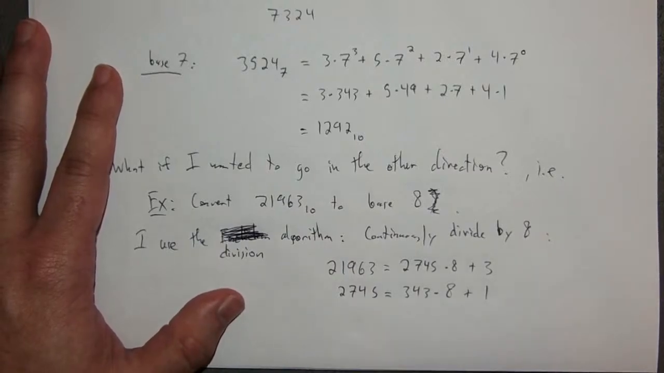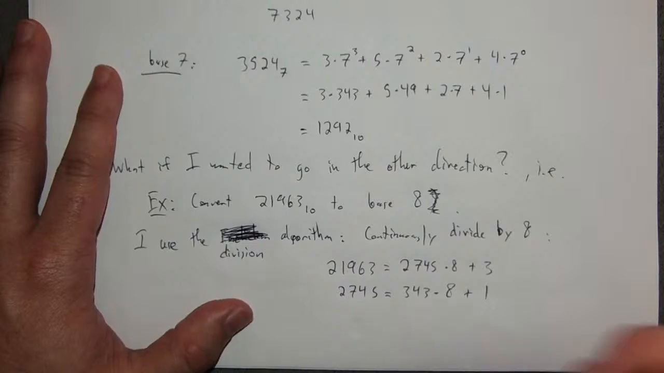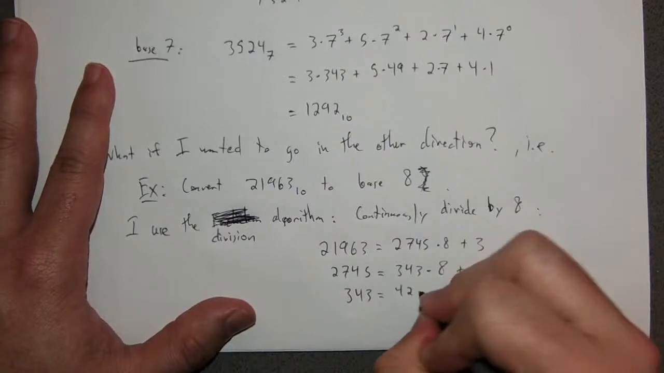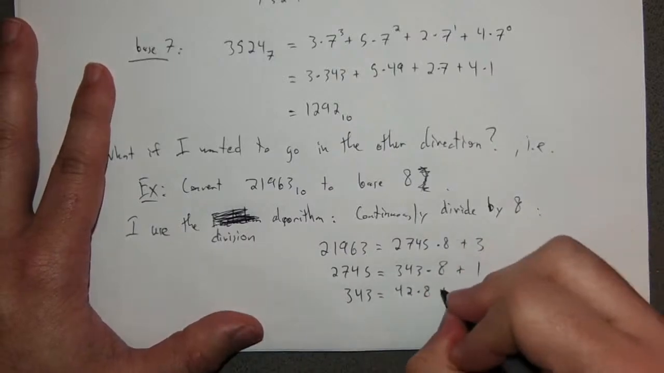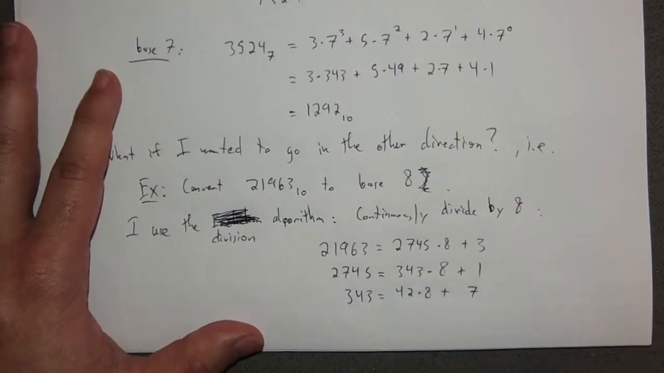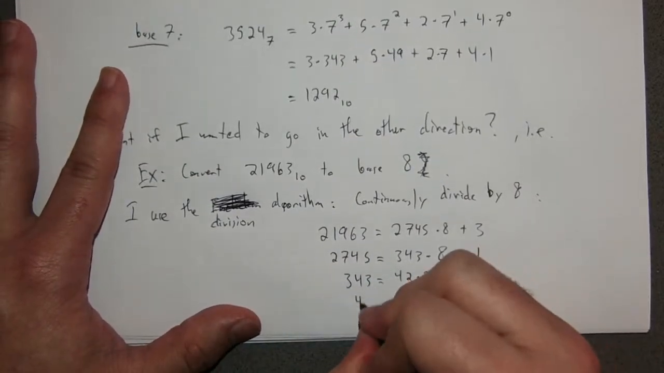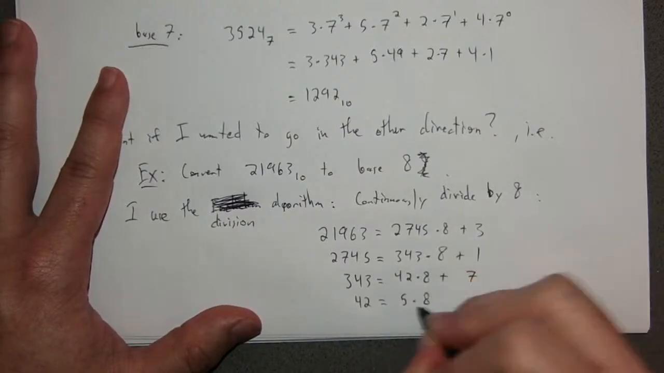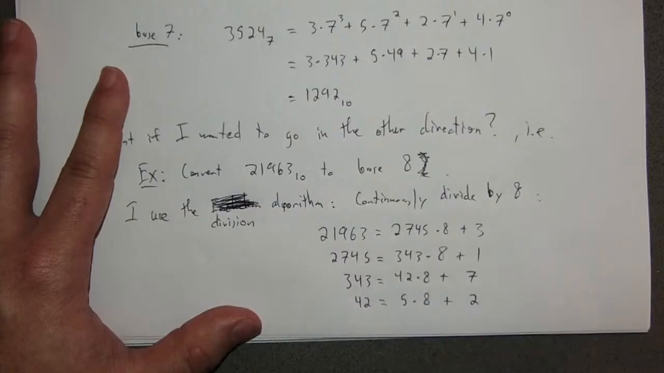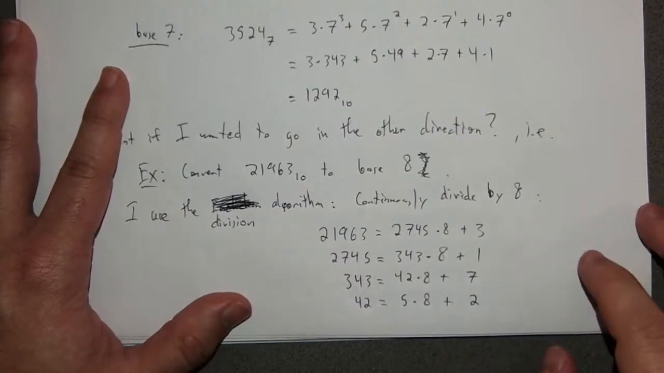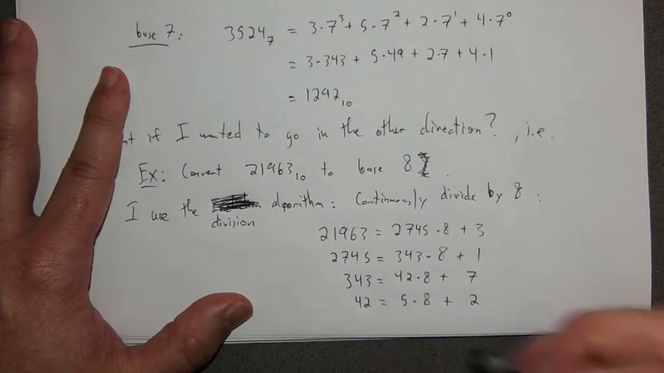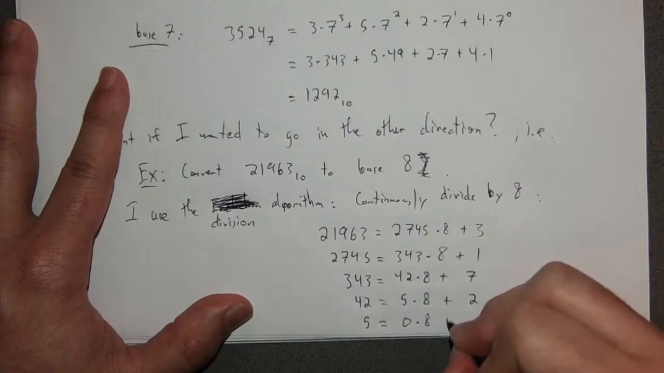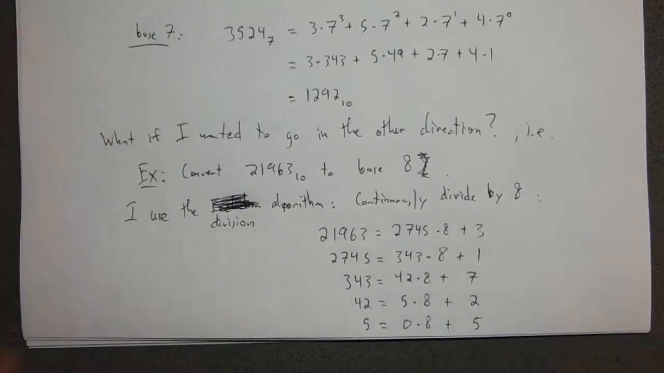Okay, again, I divide the next quotient by 8. So 343 is 42 times 8 plus 7. Next, I divide the quotient 42 by 8. I get 5 times 8. The remainder is 2. And then lastly, I divide this last quotient by 8. Well, 5 is 0 times 8 plus 5.